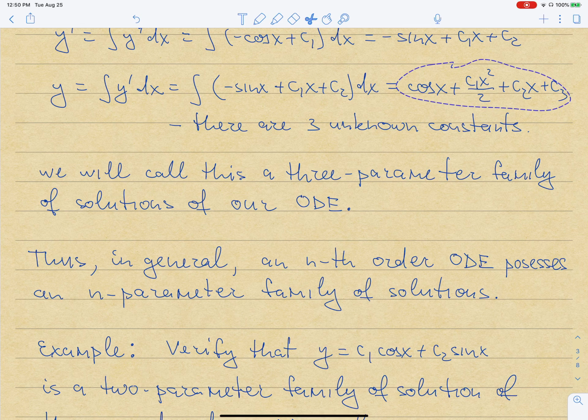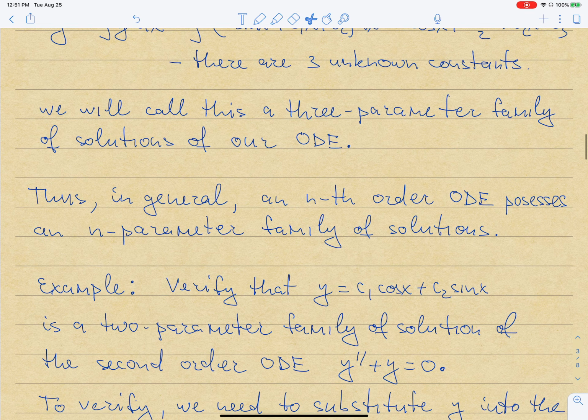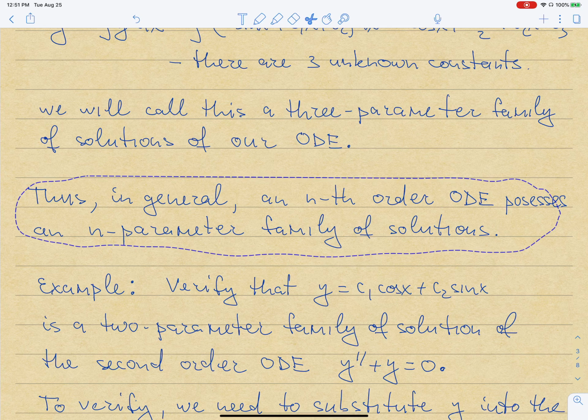So if all of the constants, for example, are 0, then cosine of x is a solution. If C1 is 1, and C2 and C3 are 0, then cosine x plus x squared over 2 is a solution. If C1 and C3 are 0 and C2 is minus 2, then cosine x minus 2x is a solution. So solving an ODE involves actually finding infinitely many solutions of that ODE. So just to summarize in general, what we expect is that any nth order ODE should possess an n-parameter family of solutions.